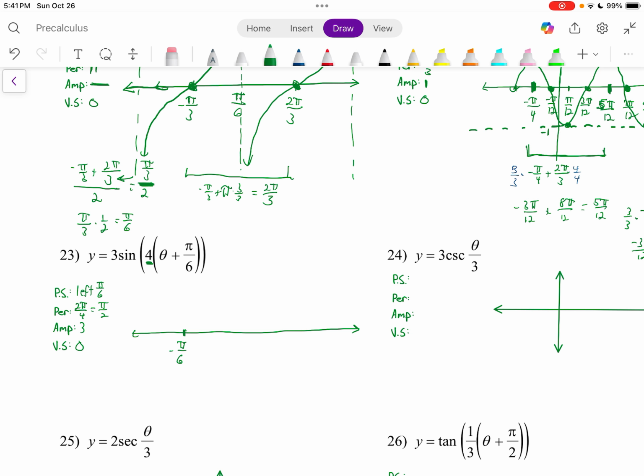Period is half pi. So I'm going to take negative pi over 6 plus pi over 2 will give me this ending spot here. So we're going to multiply this by 3 over 3. So we have negative pi over 6 plus 3 pi over 6 is 2 pi over 6. Now I know that does reduce, but I'm going to go ahead and leave it like this for now.